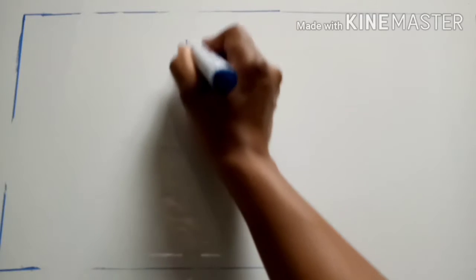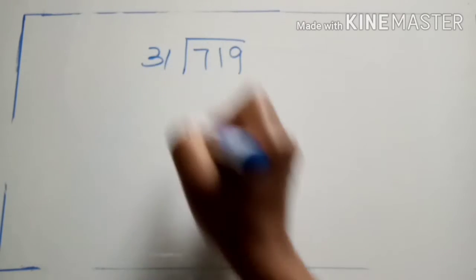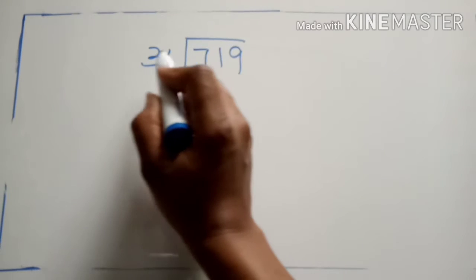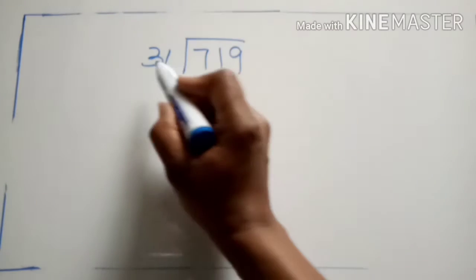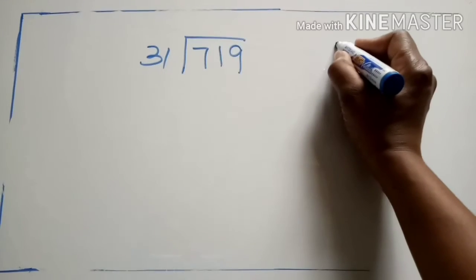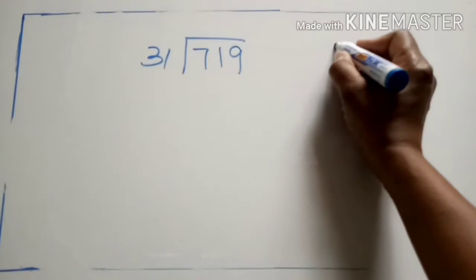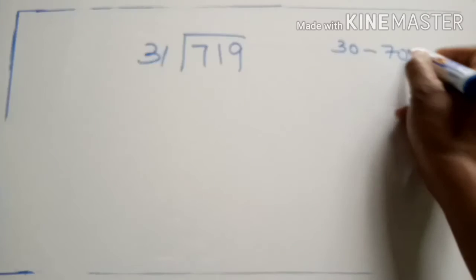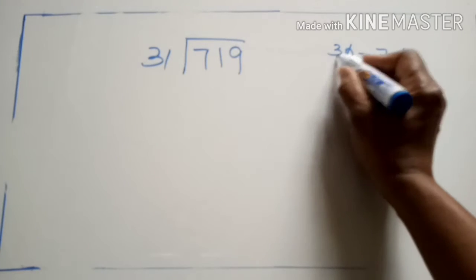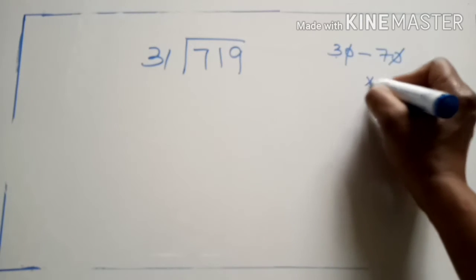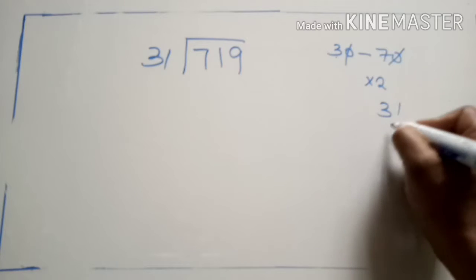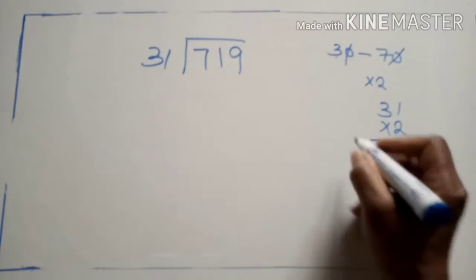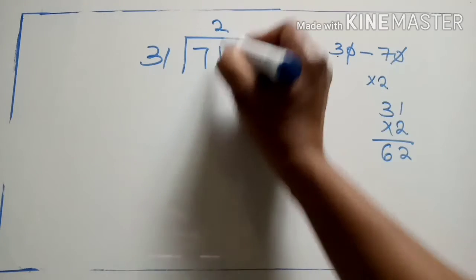719 divided by 31. We are going to say 7 divided by 31 is impossible. 71 divided by 31 is possible. So we are going to say 31 to the nearest tens is 30. 71 to the nearest tens is 70. Cancel out the zeros. How many 3's will go into 7? There are 2, times 2. So we'll say 31 times 2. That is 2. This is 6. So 62 because of 2.